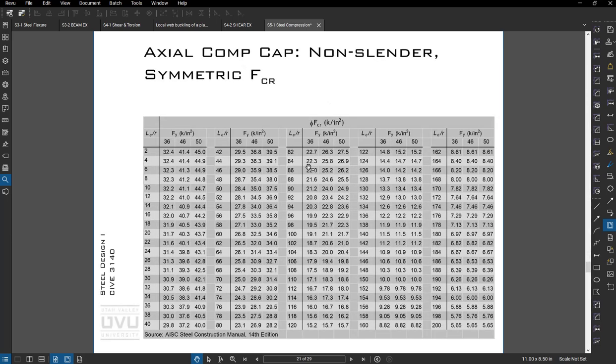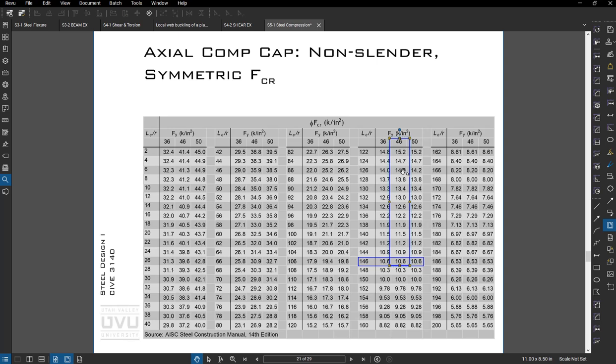Okay, this table is pretty handy if we don't have a table directly for our column. We can come in here, let's say we have a slenderness ratio of 146, and a yield strength, let's say it's tube, so 46 KSI. We can come over, and my critical buckling stress times phi is 10.6. And then all I need to do here is multiply that 10.6 kips per inch squared by area in inches squared, which gives me kips of column strength.